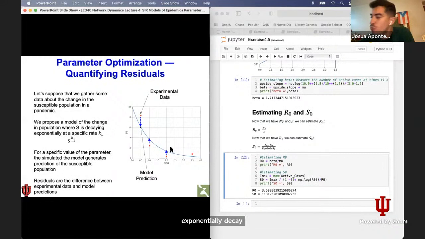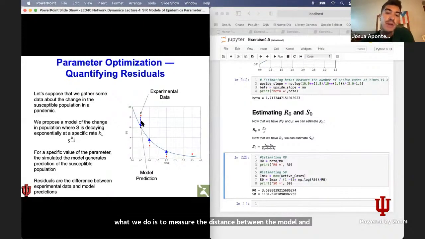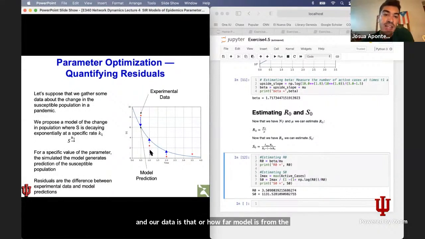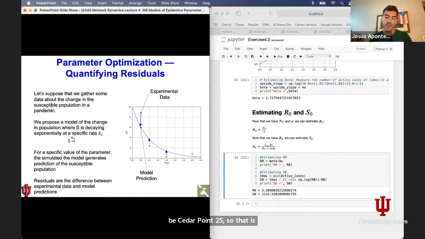What we do to measure how far our model is from the experimental data is measure the distance between our model and each of the data points. So for example, in this case, let's suppose this is 8 and this is 6. The residual here would be 2. And here, the residual will be 1. And the residual here will be 0.5, and here it would be 0.25. So those are the residuals of my simulation.